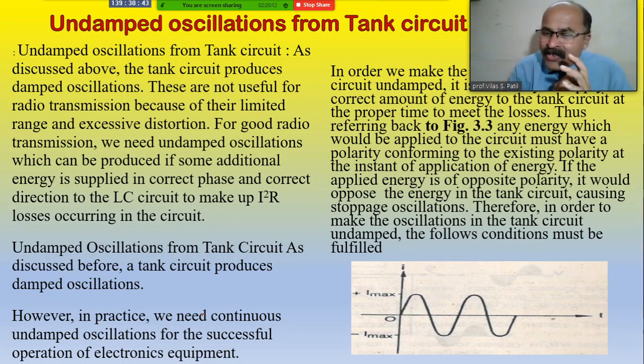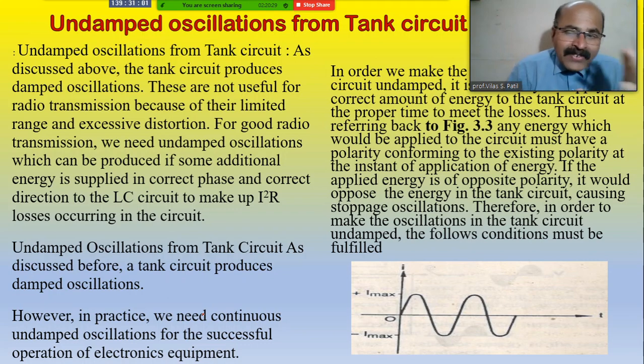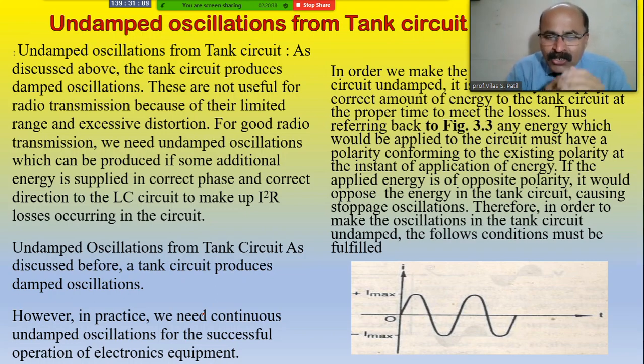Undamped oscillation from the tank circuit: as discussed above, the tank circuit produces the damped oscillation. We know that the tank circuit is the parallel arrangement of the inductance and capacitor, and it produces the damped oscillation. In the first slide, across A and B, we get the damped oscillatory motion. This is not useful for radio transmission because of its limited range and excessive distortion. Friends, in damped oscillatory motion, distortion is very, very high. Also, it will be decaying after some time.